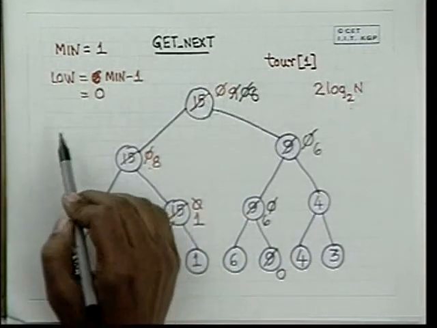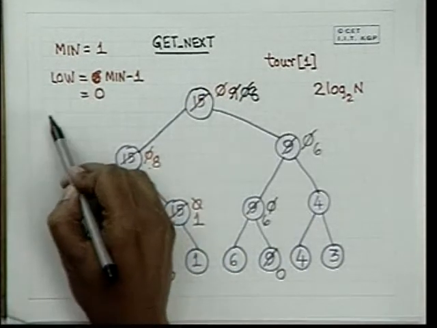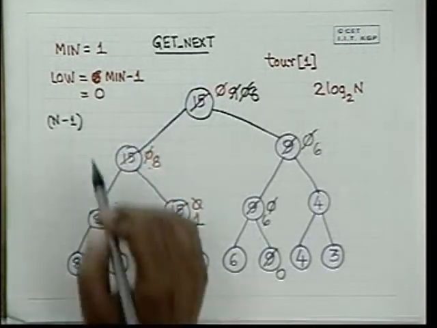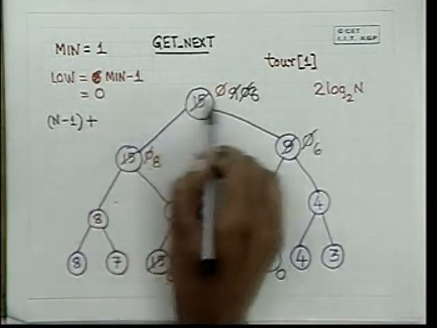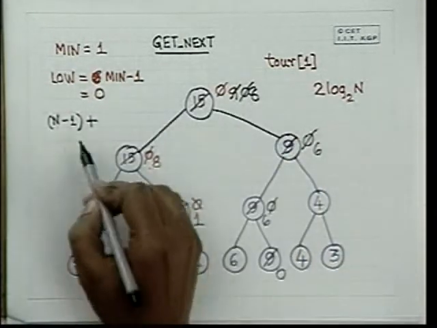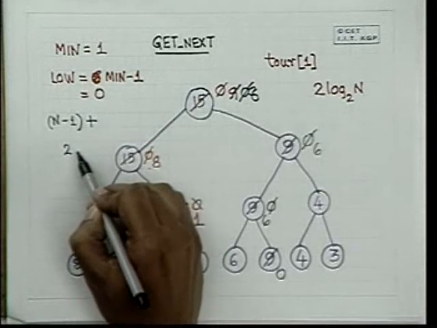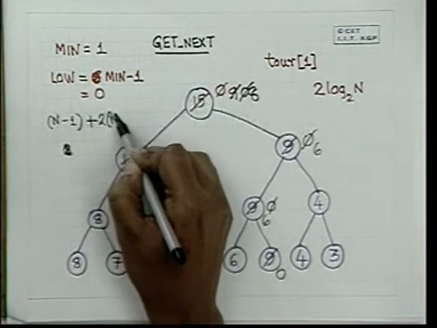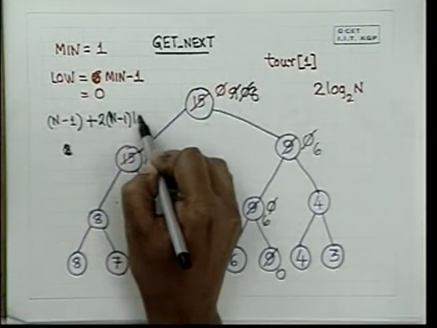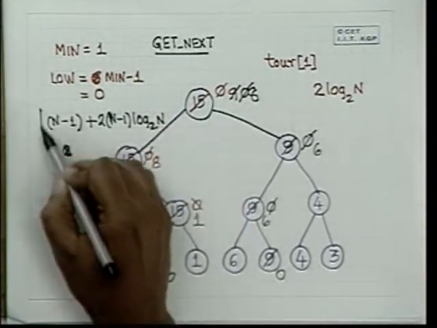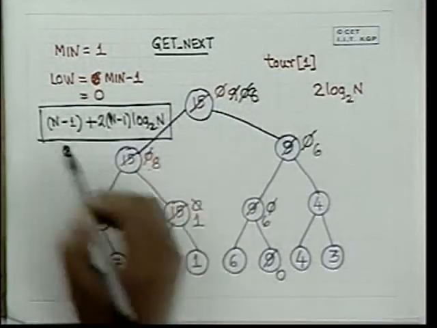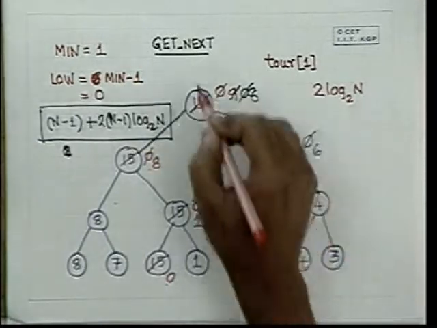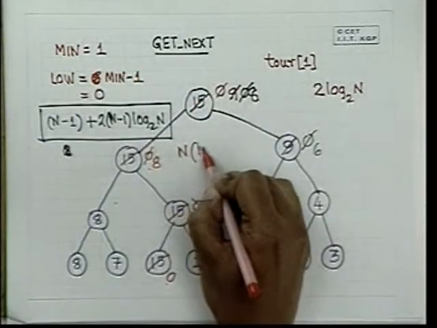And how much time are we going to take to do that? Build up the tournament, we took so much time. And for each such step going up and down in get next, we are going to take 2 into log 2n. So the total amount of time that we are going to take is 2(n minus 1) log 2n. Compare this with the value n into n minus 1 by 2.